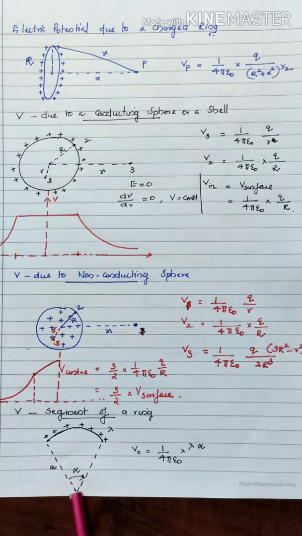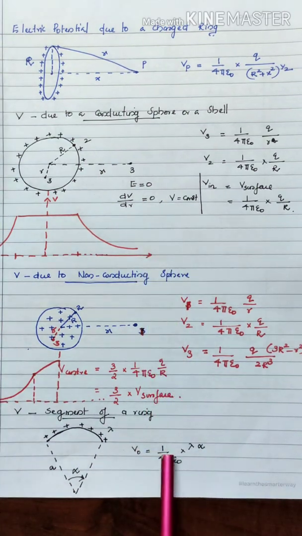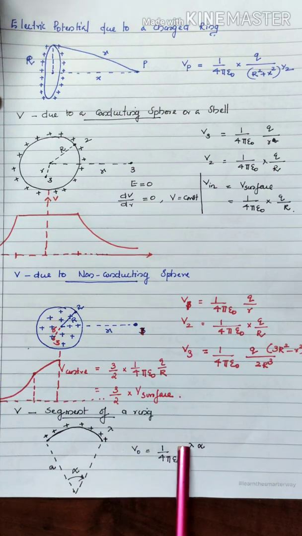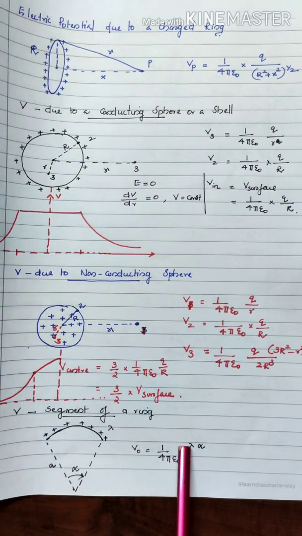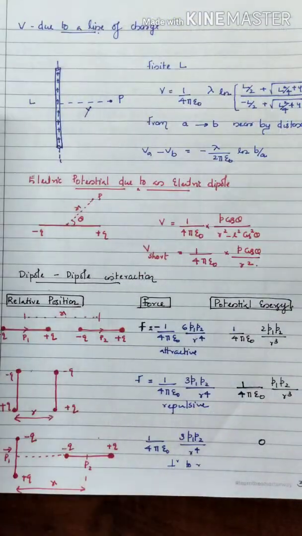The potential at the center is given as 1 by 4 pi epsilon 0 lambda alpha. So these relations are very, very important to solve the problems based on electric potential. Look again at some important concepts.